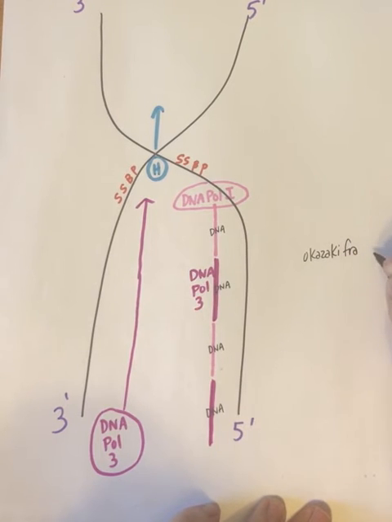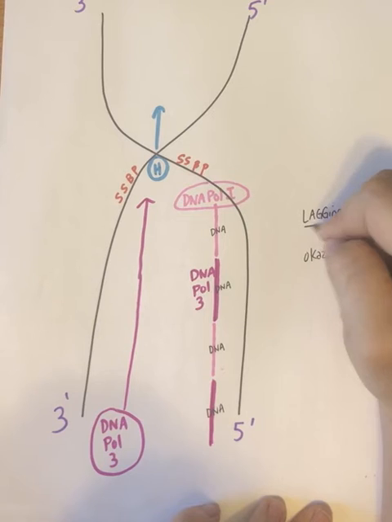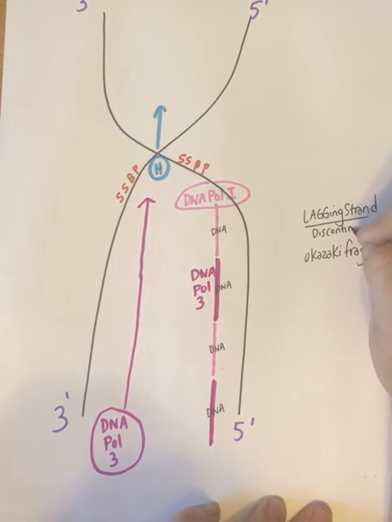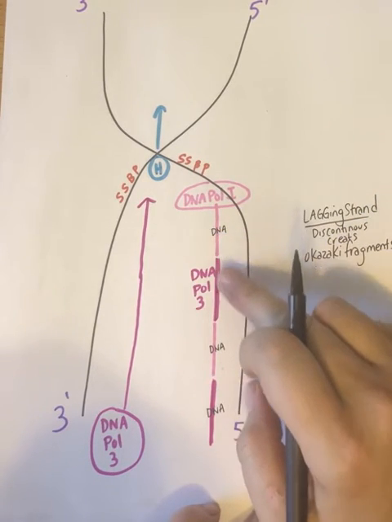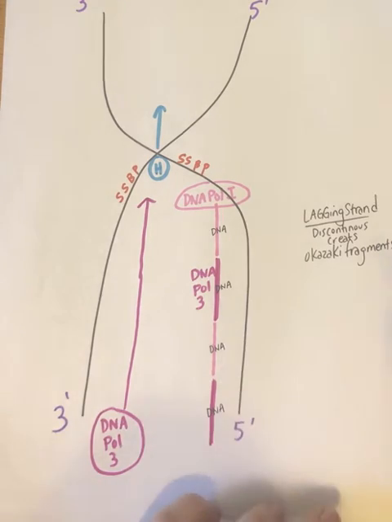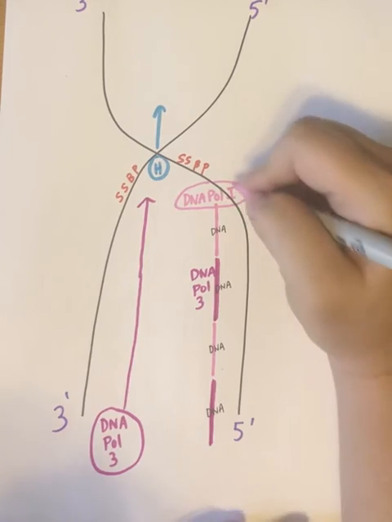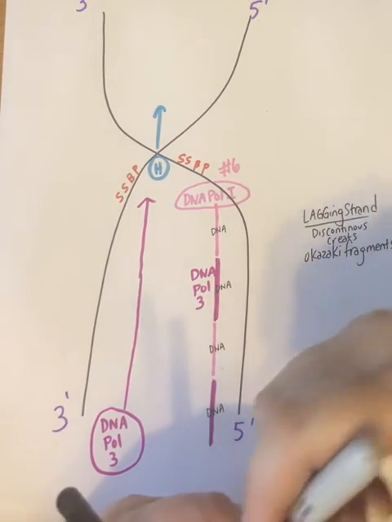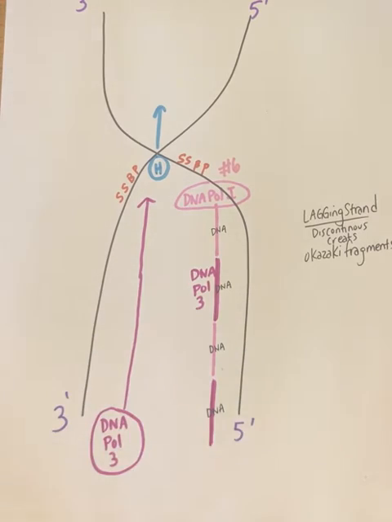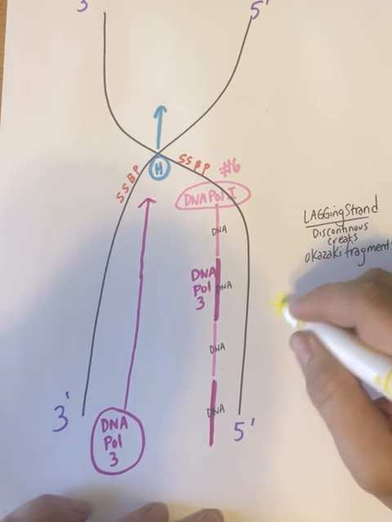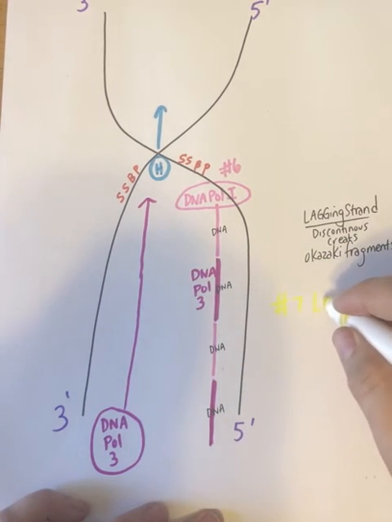Okazaki fragments are only found on the lagging strand. Discontinuous creates Okazaki fragments, but now your Okazaki fragments are DNA, DNA, DNA, and DNA, which is good. So we've replaced number 6, all the DNA or RNA that needed to be replaced. And the last thing that we need to do is link all these Okazaki fragments together. And that's where the last enzyme comes in. Number 7 is ligase.